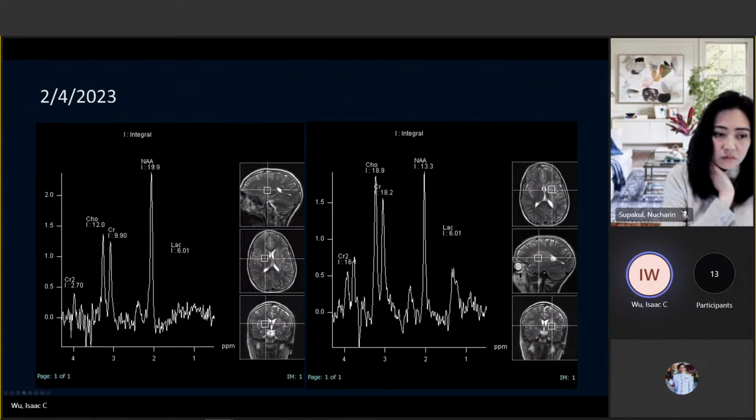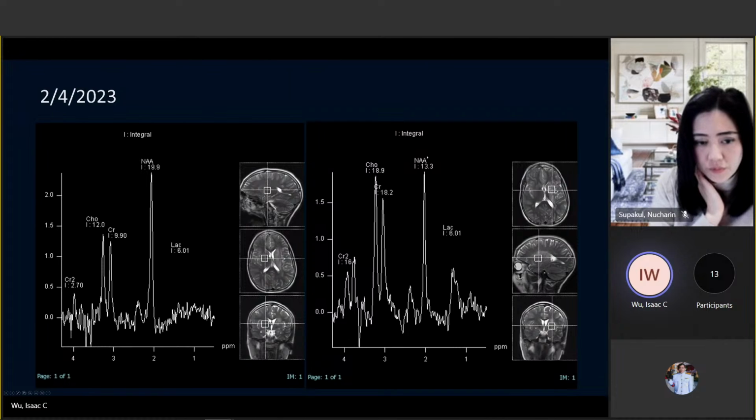The NAA should be the highest peak for normal neuronal tissue, followed by creatine. Then the choline, and you should not see any lactate elevation in normal brain tissue. On the other side, where the signal abnormality in the basal ganglia is, you can see there's some depression of NAA, in the sense that the choline and NAA are relatively about equal height. So that tells you that the brain is under some process. So that's a very non-specific finding.